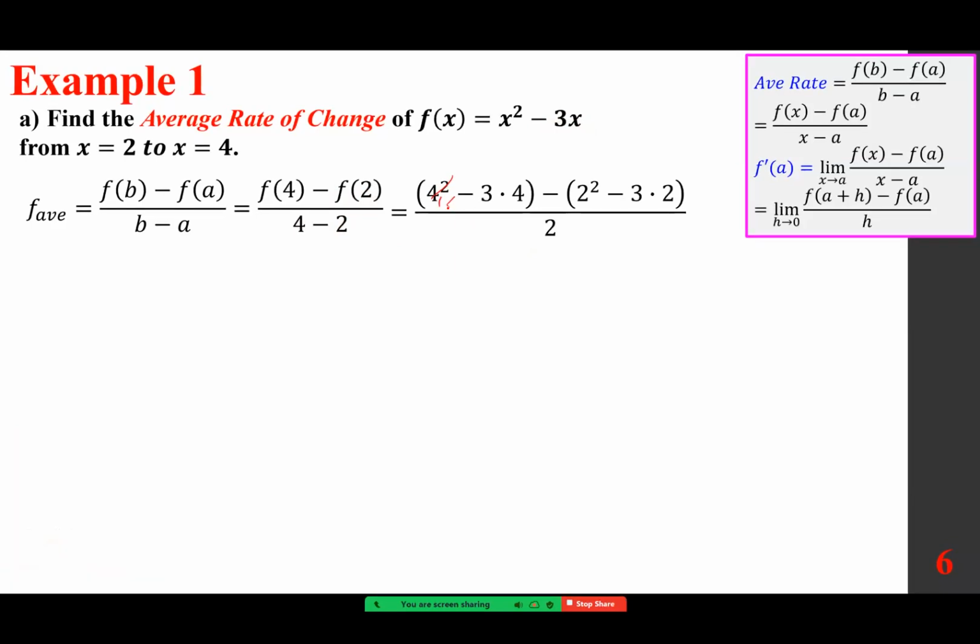This is 16. So 16, this is 12. So 16 minus 12 is 4. This is 4 minus 6, which is negative 2. So the numerator is 4 plus 2. 6 divided by 2 is 3. Elementary algebra, nothing brand new.